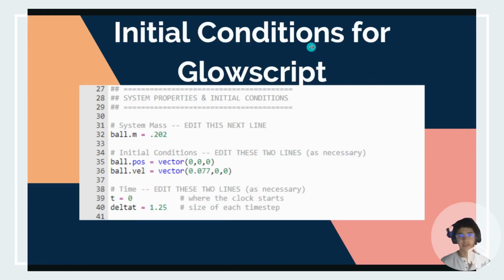So then here were the initial conditions for GlowScript. Basically I set the ball or the marker its mass to 0.202, the initial position to 0, 0, 0, and the initial velocity to 0.07700. Also set delta t to be 1.25, which is 5/4, so that we could try to match the time.